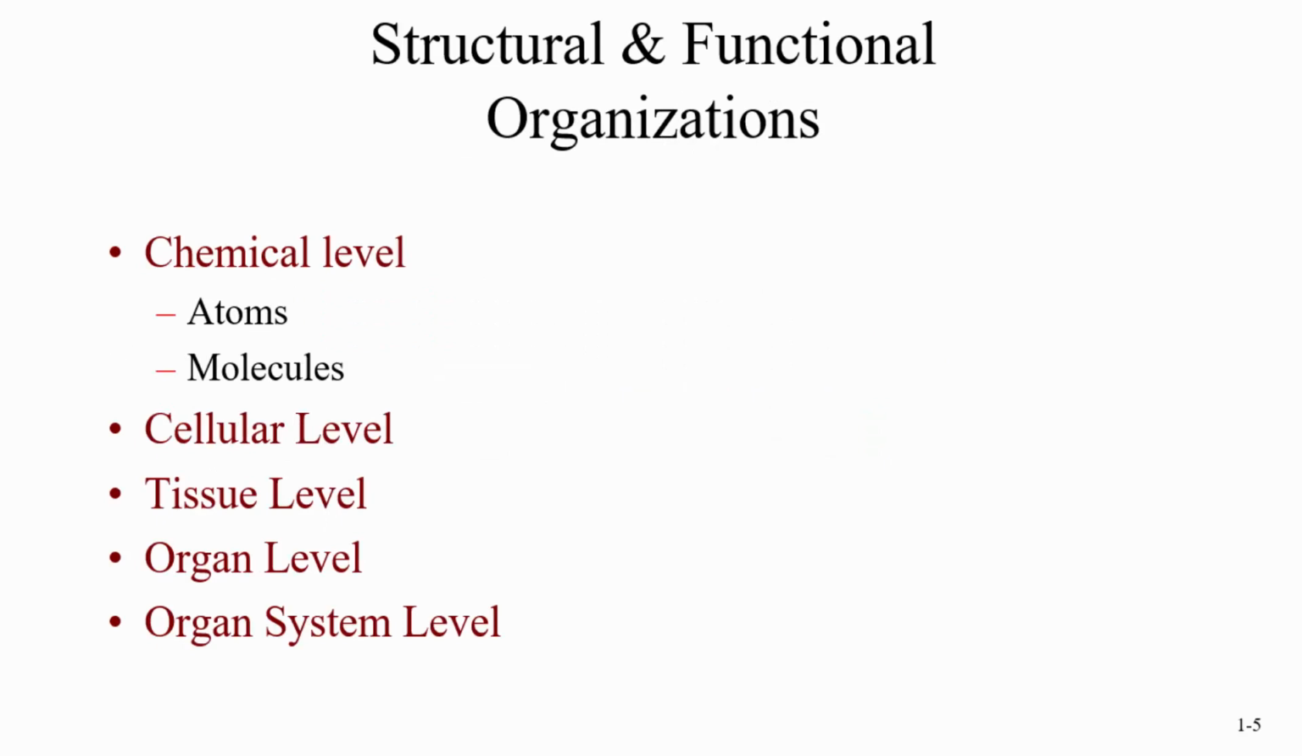And here we're going to look at the structural and functional organization of the human body. We're going to start off at the most basic level, the chemical level. And here at the chemical level, we have atoms. Now, if you take two or more atoms, put them together, you're going to wind up with molecules. And we have some very complex molecules in the body. We have proteins. We have fats or lipids. We have carbohydrates. We have nucleic acids, such as DNA, deoxyribonucleic acid, or RNA, ribonucleic acid.